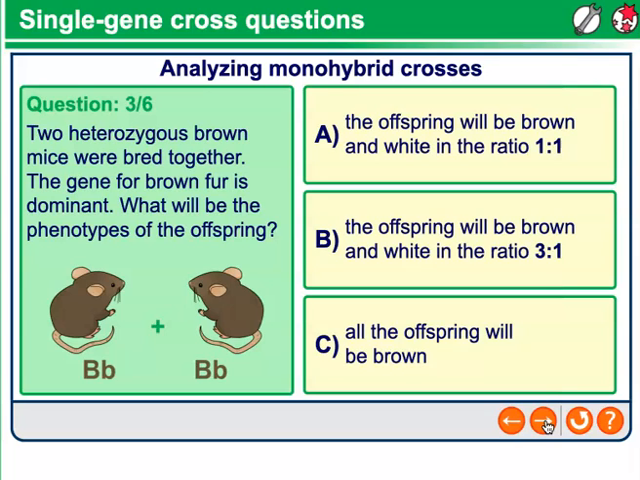Question 3. Two heterozygous brown mice were bred together. The gene for brown fur is dominant. What will be the phenotypes of the offspring? In this case, 3 of 4 of the crossing would end up with brown colored fur, whereas 1 would end up with white colored fur.